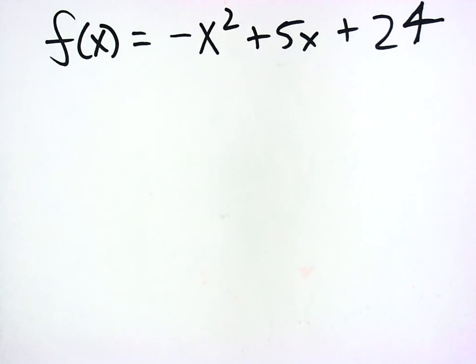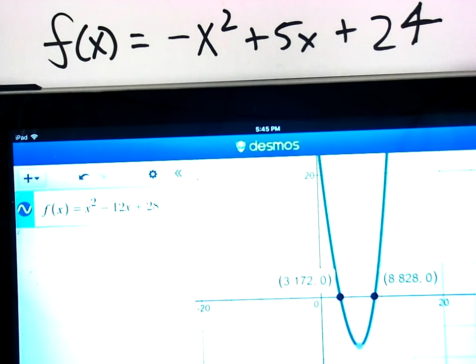All right, here's our quadratic for the last example here. And again, the first step is to graph it. So first thing we're going to do, we're going to get Desmos out. We're going to graph this thing.